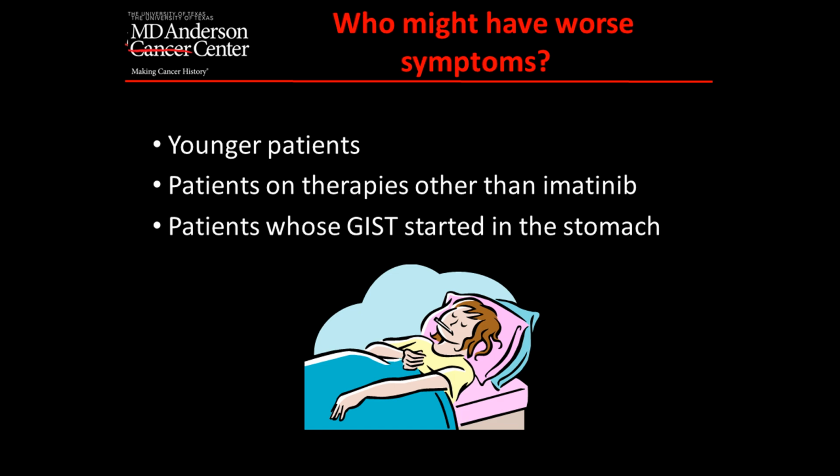So who ended up in that higher group? In general, younger patients ended up in that higher group. Patients who were on therapies other than imatinib ended up in that group. So imatinib was pretty well tolerated, but if they had to switch to a different treatment, that was when they started having more symptoms. And finally, for some reason that we don't particularly understand, those who had GIST that started in their stomach also tended to end up in that group.